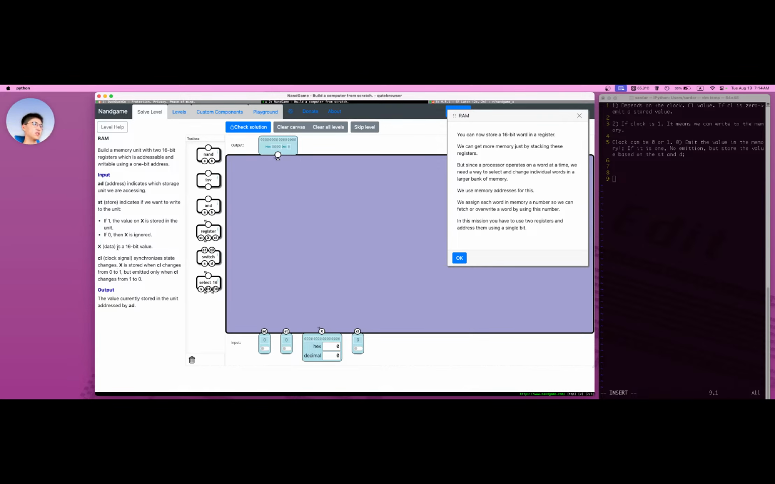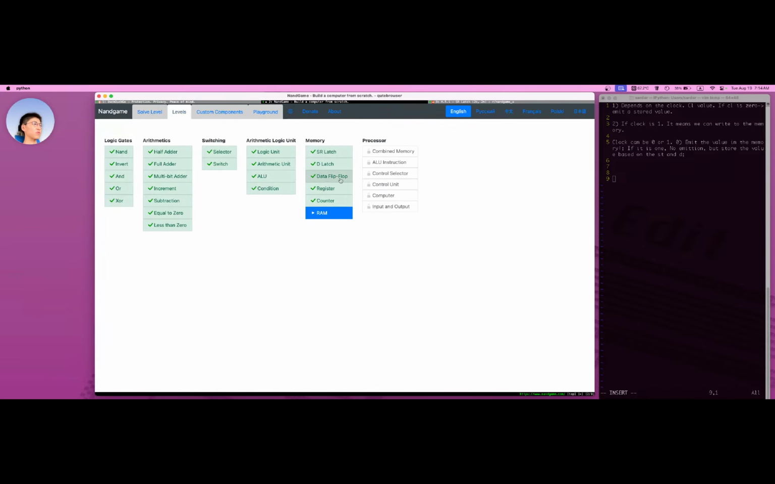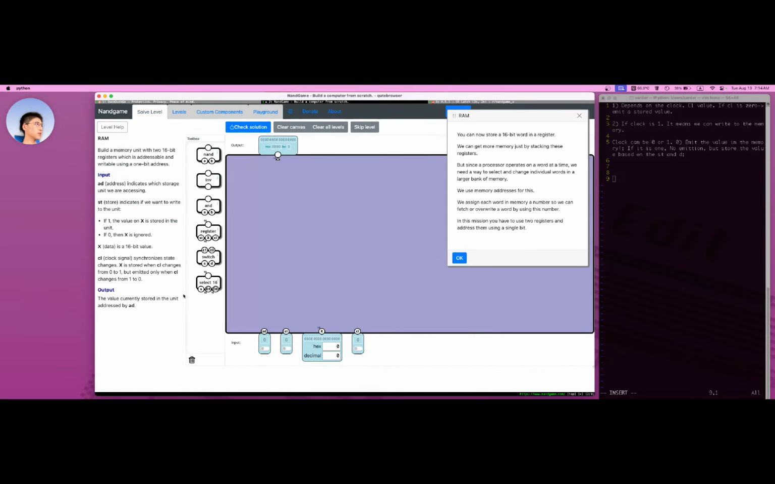This condition is applied to our memory before. We did it for here. So that's not big problem. You can now store 16-bit word in a register. We can get more memory just by stacking those registers.